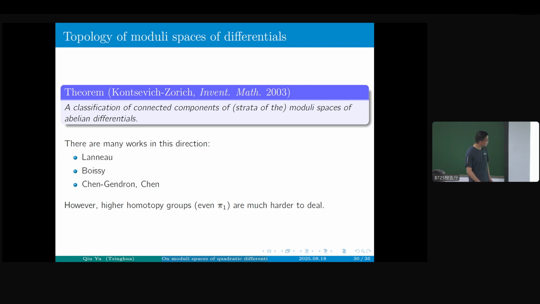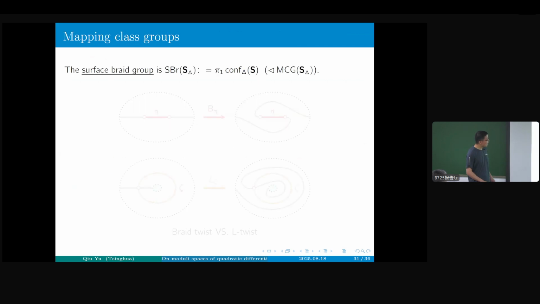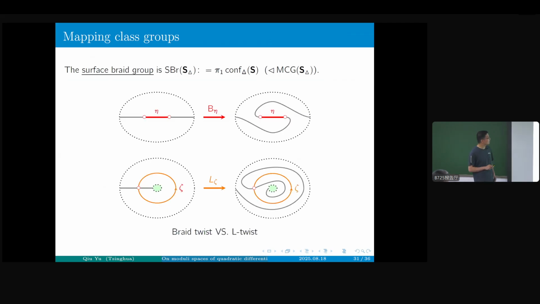So in this direction, to understand the pi1, let me first mention a little bit about the mapping class group. Because in Kontsevich and Zorich's conjecture, the pi1 of a stratum of the moduli spaces should be some subgroup of the mapping class group.